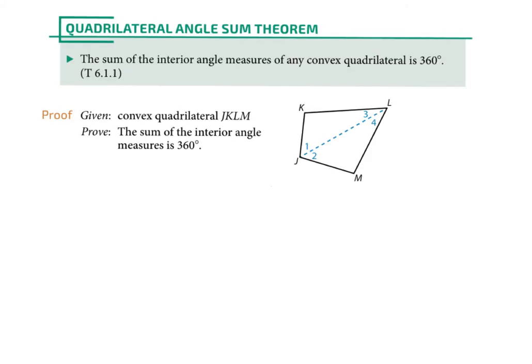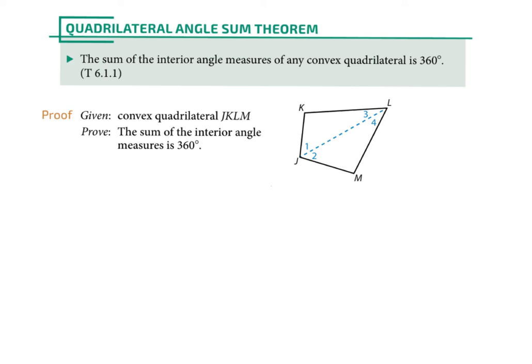The first theorem we see is on page 250. It says the sum of the interior angle measures of any convex quadrilateral, all right, convex meaning it doesn't go in on itself, so just a standard quadrilateral, is going to be 360. And they say to prove it. We're not going to do proofs, so don't stress. We're not going to do proofs in this one.